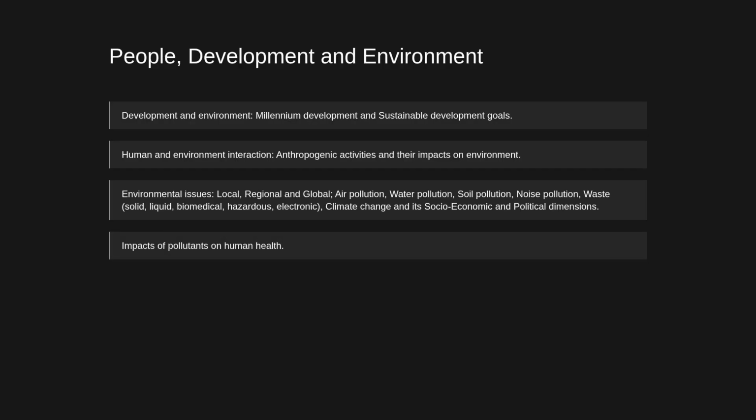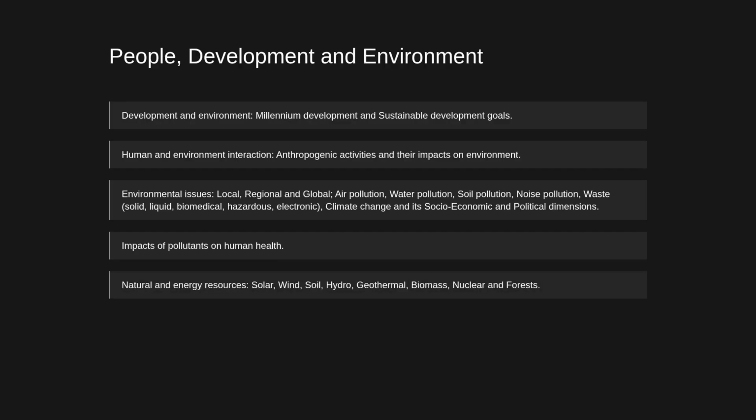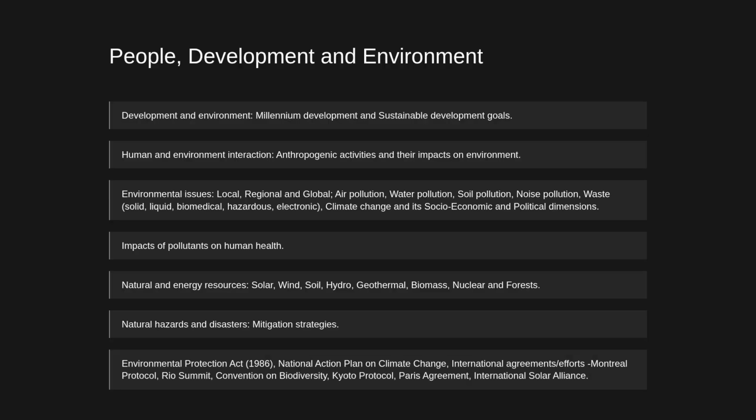on human health, natural and energy resources, solar, wind, soil, hydro, geothermal, biomass, nuclear and forests, natural hazards and disasters, mitigation strategies, Environmental Protection Act 1986, National Action Plan on Climate Change, international agreements or efforts. We have Montreal Protocol, Rio Summit, Convention on Biodiversity, Kyoto Protocol, Paris Agreement, International Solar Alliance.